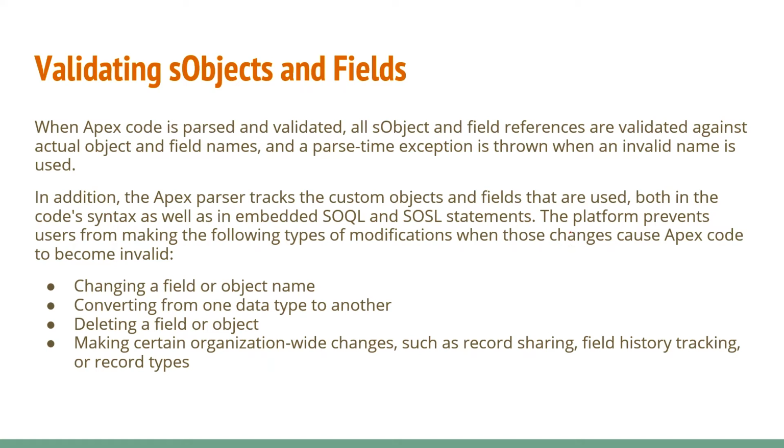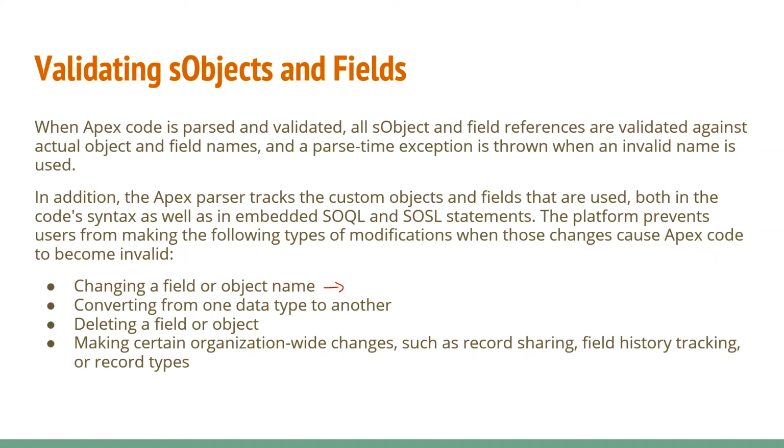The platform prevents users from making the following types of modifications when those changes cause Apex code to become invalid. Changing a field or object name. For example, you have created a name field and later on you want to change it to first name. You change the API names in a class, wherever that particular field is used, so it will impact that.